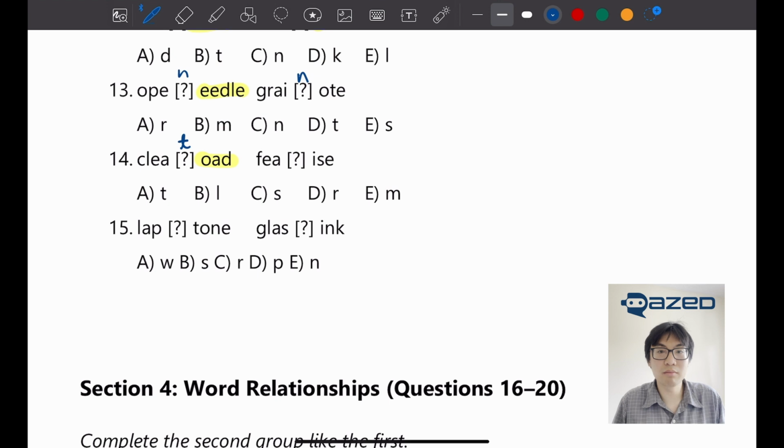Cleat. Cleat is a word. The things at the bottom of shoes, spikes. Toad, probably. Yep, that works. Feet. Yep, like a feet achievement.